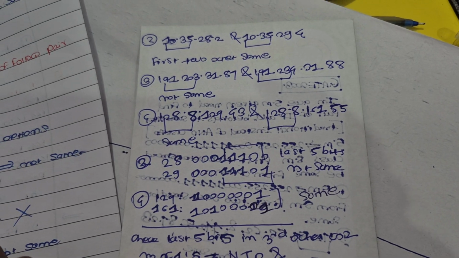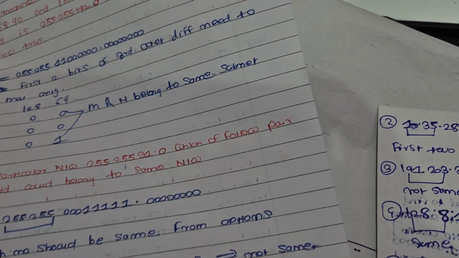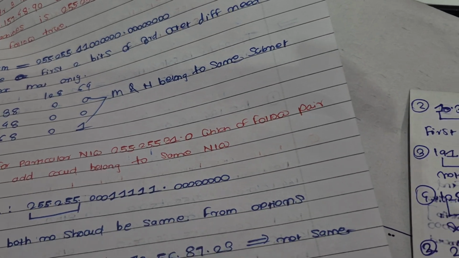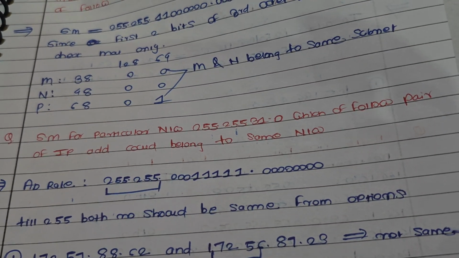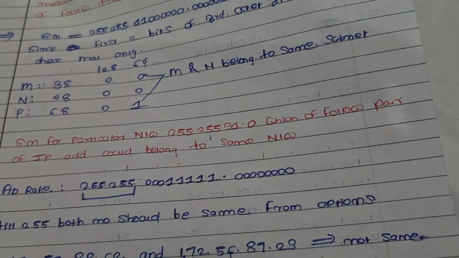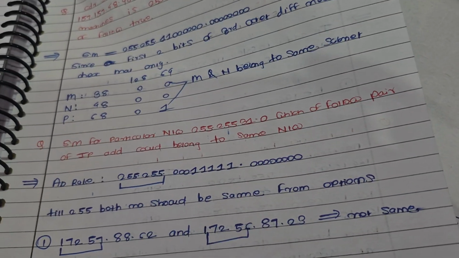Yeah, so in this question, why do we need to check the last 5 bits? Only because the number of ones represents the network ID, and in the first 2 octets both are the same, so no need to check. Only here is a mix of zeros and ones, so that's why I need to check only the last 5 bits.